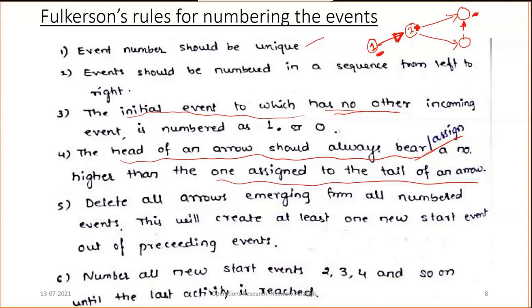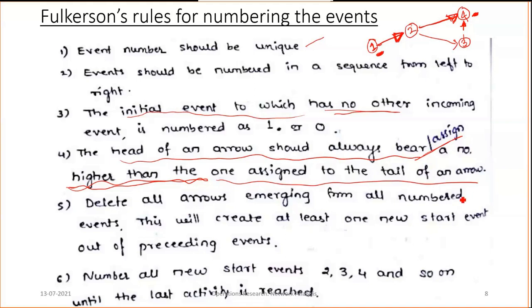The same way we can give 3 here also, but if you give 3 here, then considering that dummy, this should be 3, this should be 3, and this should be 4. It's not compulsory that 3 should always follow 2. Even for this activity it may be 2 and 4, that is fine, because the statement says the head of an arrow should always bear a higher number than the tail. 4 is greater than 2. So like that we use the numbers and delete all the arrows emerging from all the numbered events.